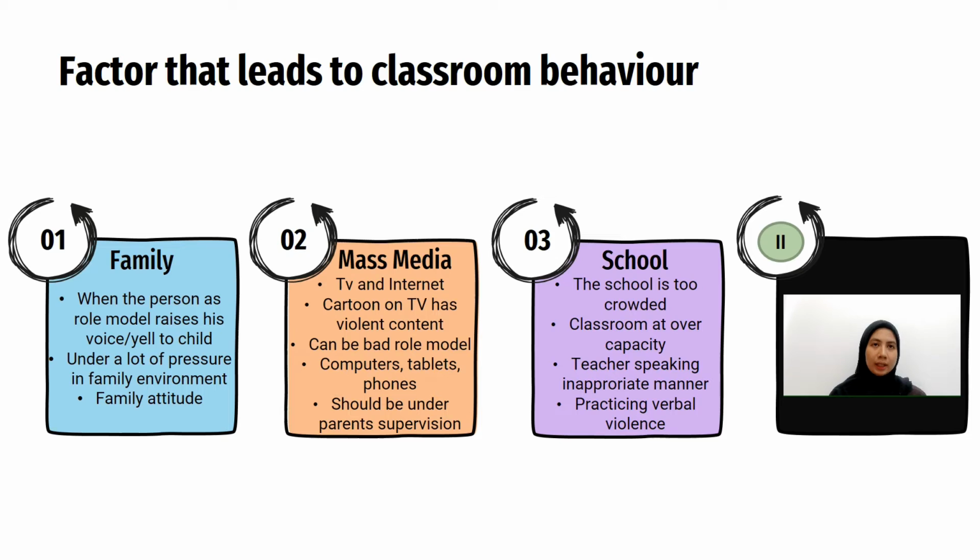First is family factor. Many research show that problem behaviors are mostly caused by the features of the family. Even though the child is not directly exposed to violence, when the person that the child takes as a role model raises his voice or yells at the child, problem behaviors may be caused. It is known that children in family environments where arguments are common have problem behavior patterns. Other factors due to family include the child being over-disciplined or not disciplined at all.